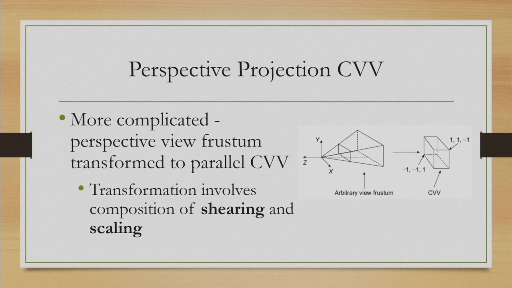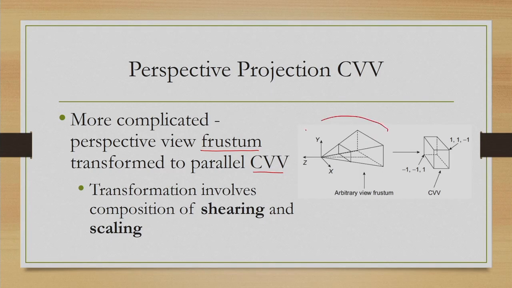In case of perspective projection, this transformation is slightly more complicated, because here we are dealing with a view frustum and we need to convert it to a canonical view volume for parallel projection, that is that rectangular parallelepiped, where the x, y and z extents of the bounding planes are within a specified range.